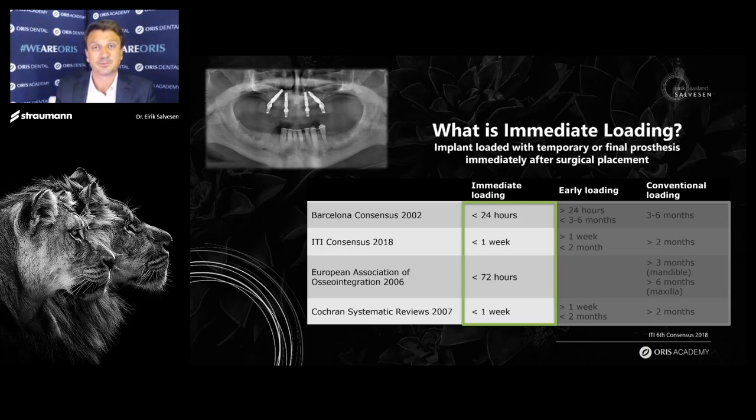What we do is try to place the temporary prosthesis within 24 hours when we call it immediate loading. And immediate loading we traditionally only perform for full arches. Single tooth restorations are always kept as immediate restorations without occlusal contacts.